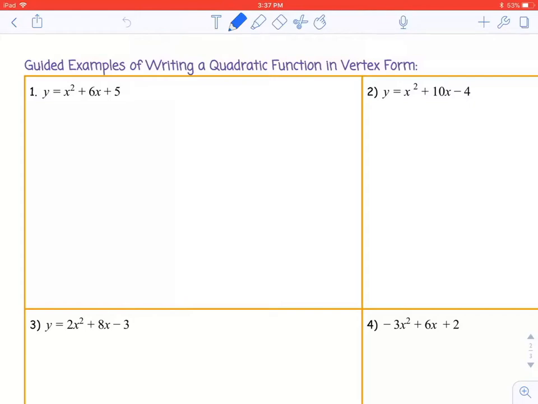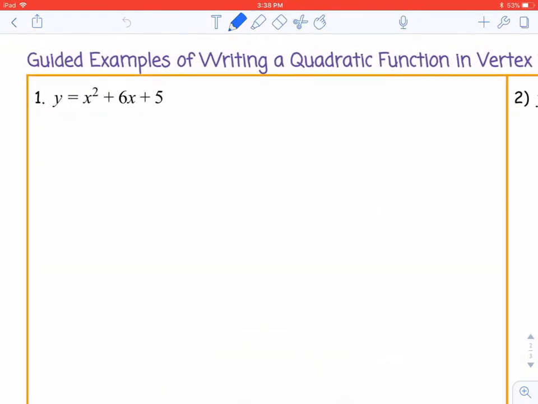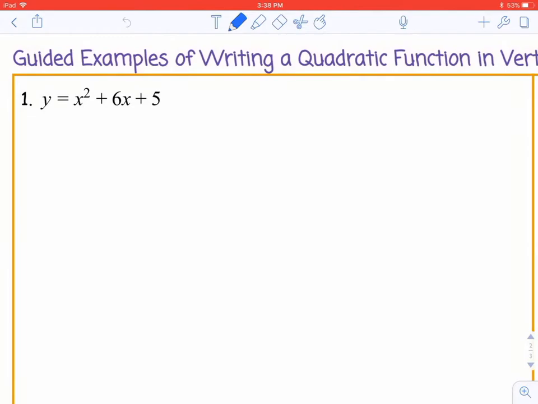In this video, I want to show you some examples of writing a quadratic function in vertex form. So given standard form, we can put the function into vertex form using the completing the square method. So let's take a look at example 1. We have y equals x squared plus 6x plus 5.